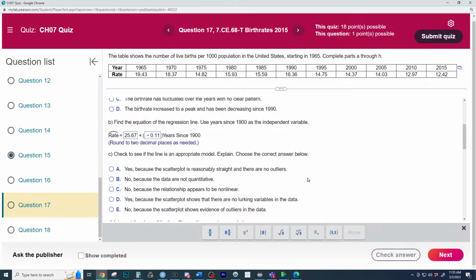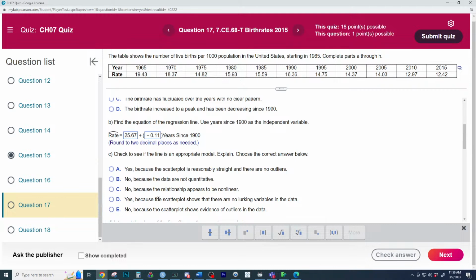Do it right here. To see if the model is appropriate, yes, because it's reasonably straight and there are no outliers. Possibly. Well, the data is quantitative. I think it's mostly linear. Yes, because the scatter plot shows that there are no lurking variables or variables outside the XY relationship. No, because the scatter plot shows evidence of outliers.